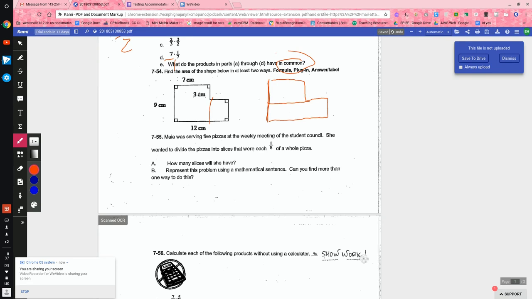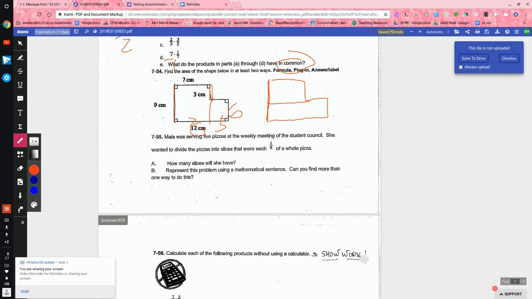Just knowing that if this is 7 here and you have 12 on the bottom, so 12 minus 7 is going to give you 5 for this side. 9 is up here, and since 3 takes over this, 9 minus 3 would make this side 6. So you should have no trouble doing base times height for both.